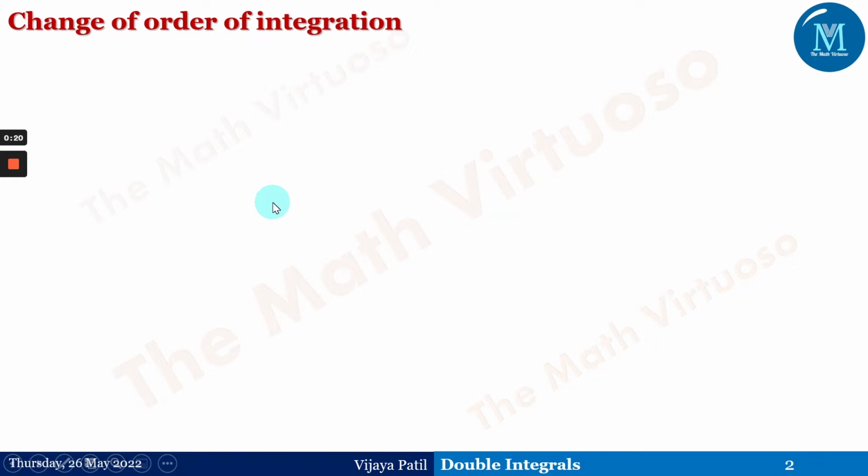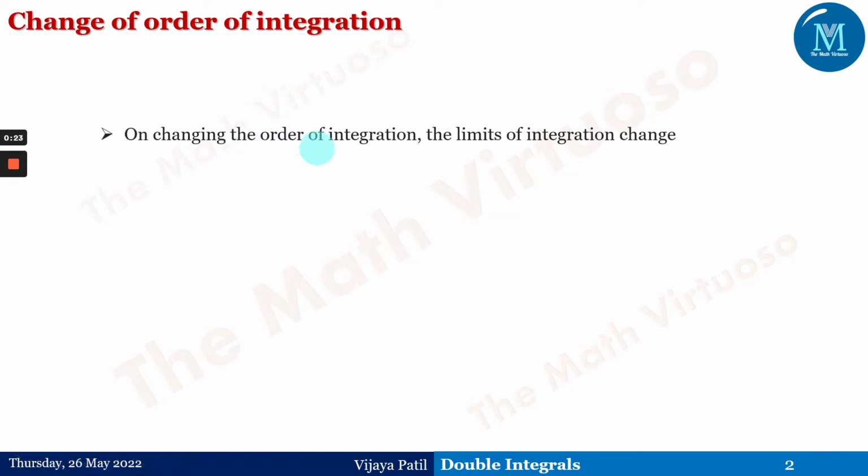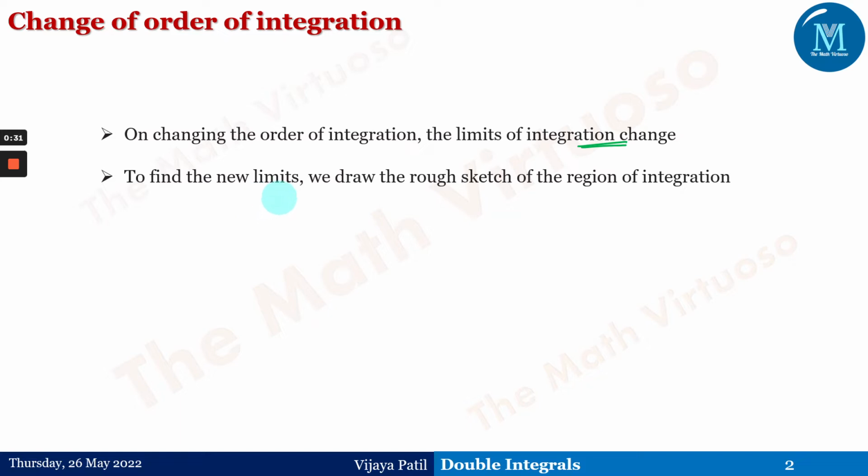Now, the change of order of integration means that on changing the order of integration, the limits of the integration change. Second, to find the new limits, we need to draw a rough sketch of the region of integration.